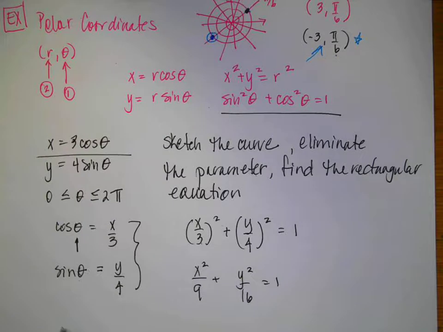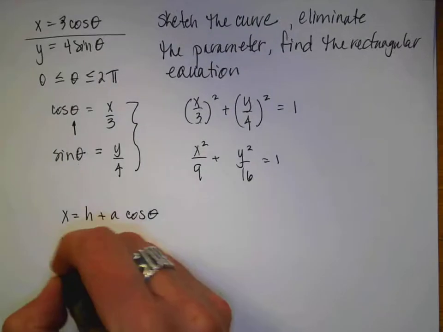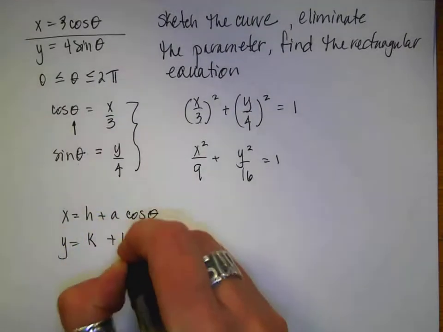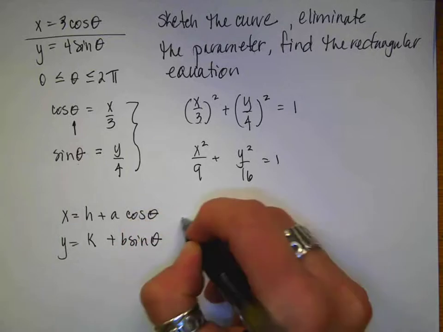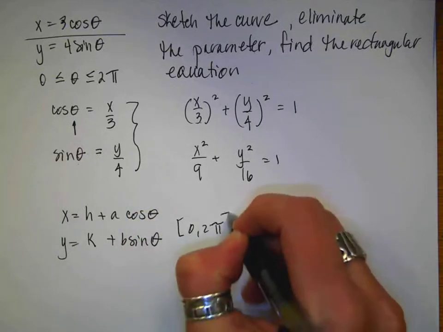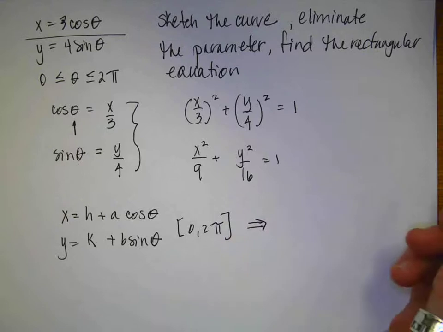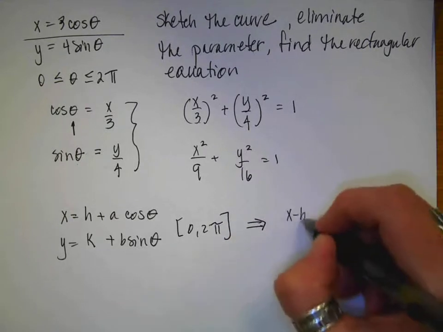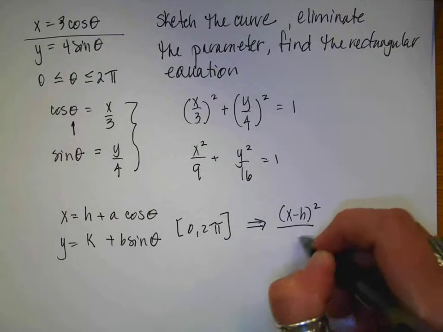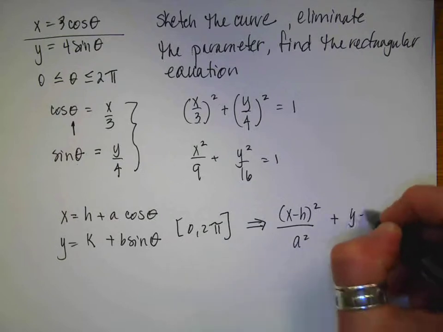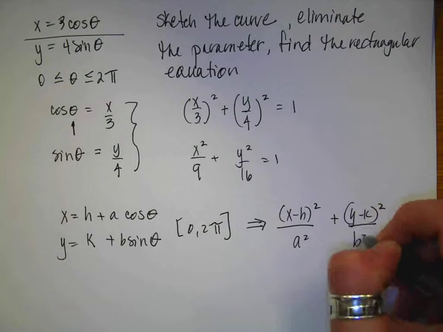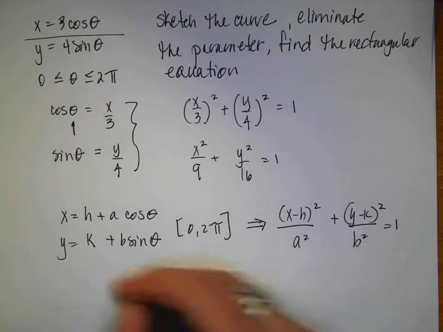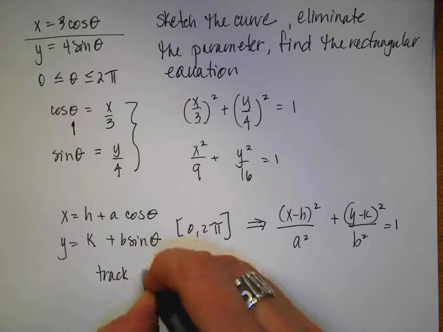Another thing that I want to talk about is just another way to see this equation just for some information. So let's say I have x is equal to h plus a cosine theta. Make it where you can see it, I'm sorry. And then y is equal to k plus b sine theta. And I go from 0 to 2 pi. This is going to be the same thing as x minus h quantity squared over a squared plus y minus k quantity squared over b squared is 1.